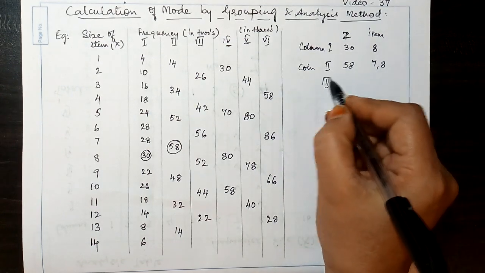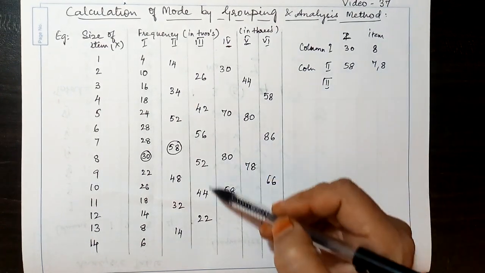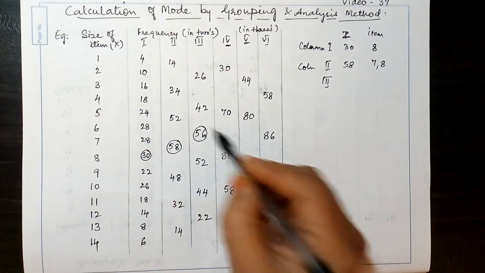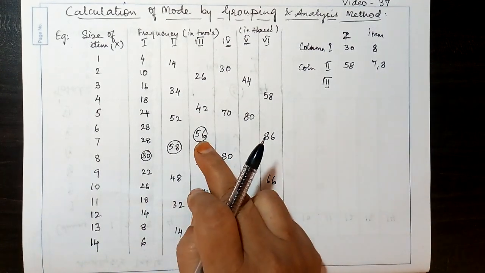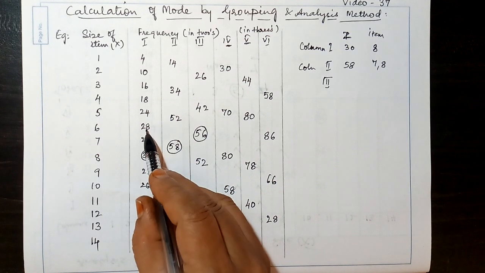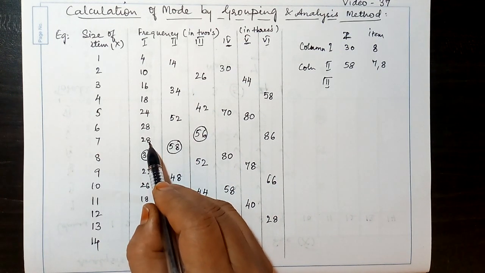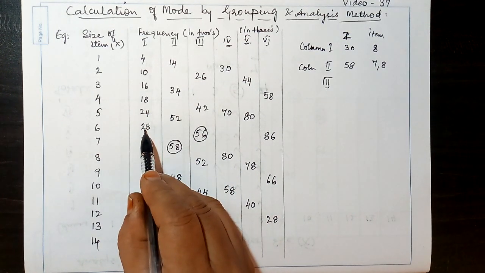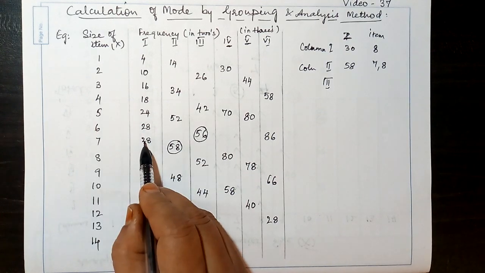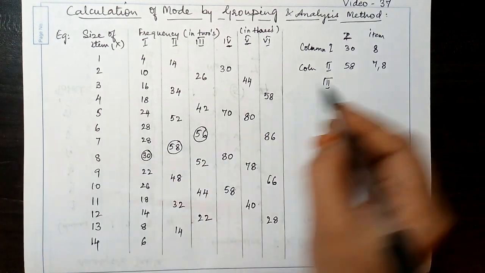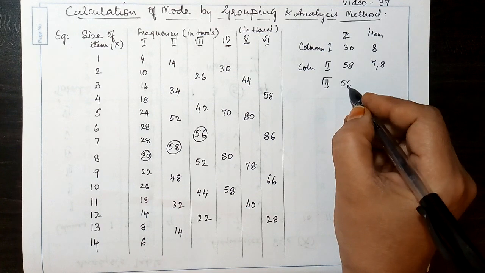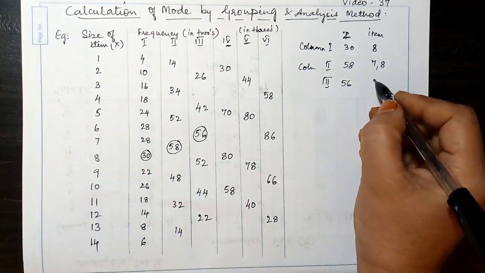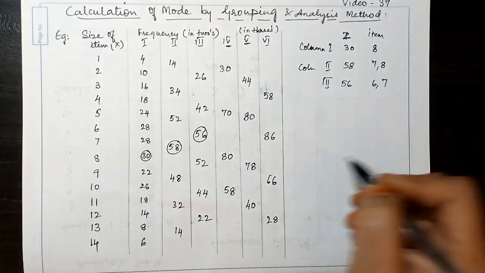Now in column 3, what is the maximum number? 56. So this is our mode. How did we get 56? By adding 28 and 28. This 28's item is 6 and this 28's item is 7. So here we will write 56 and we have got it from the items 6 and 7.